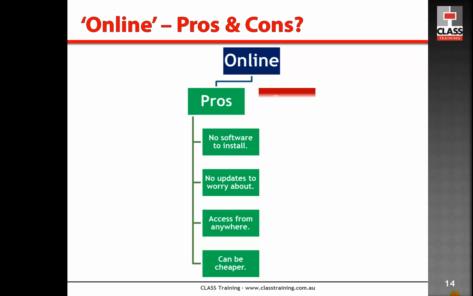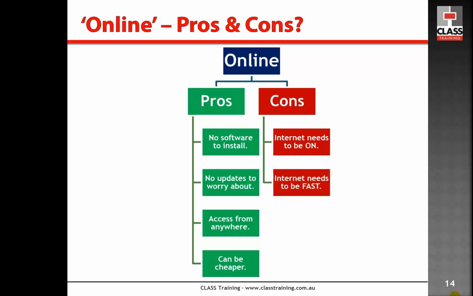Depends on the service. The cons, obviously. Put your hand up if you know the answer. Internet needs to be on. Oh, funny that. When it's totally online, you obviously need to have the internet on, and that's a big issue for people out in the country and on farms and so on, regional areas. It needs to be fast, so you're not waiting as well. And you can't back up in a lot of cases.